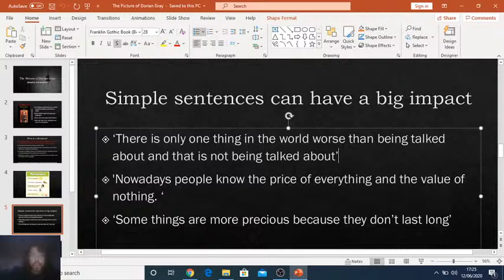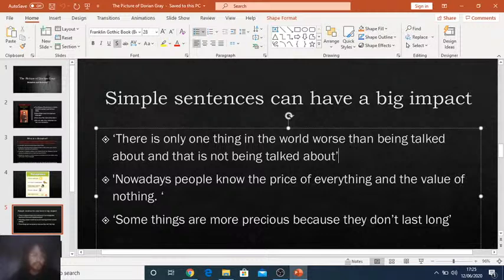It has an impact because it tells you about so many ideas, and that is part of why his language and his writing is so powerful, because he can use simple sentences, short sentences, to say a big story, right? So here's another one I'm sure we can all relate to. Nowadays, people know the price of everything and the value of nothing, right?